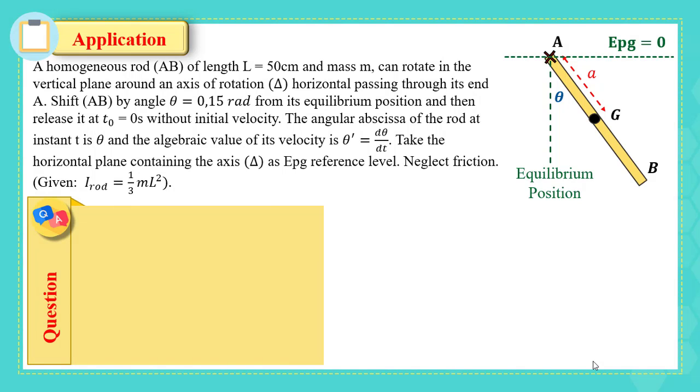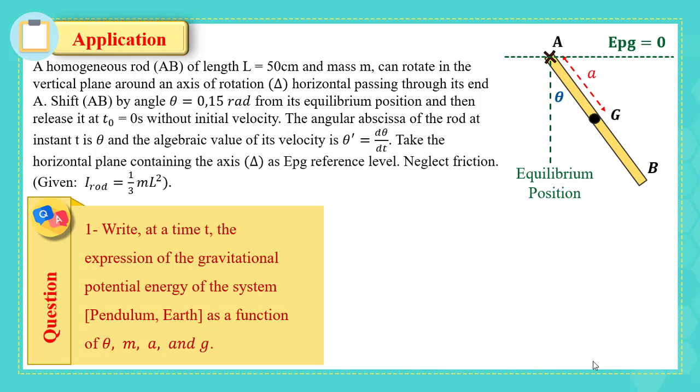The first question is, write at a time t the expression of the gravitational potential energy of the system as a function of theta, m, a, and g. And as usual, please pause the video and think of the question. Try to solve it alone before checking the answers.